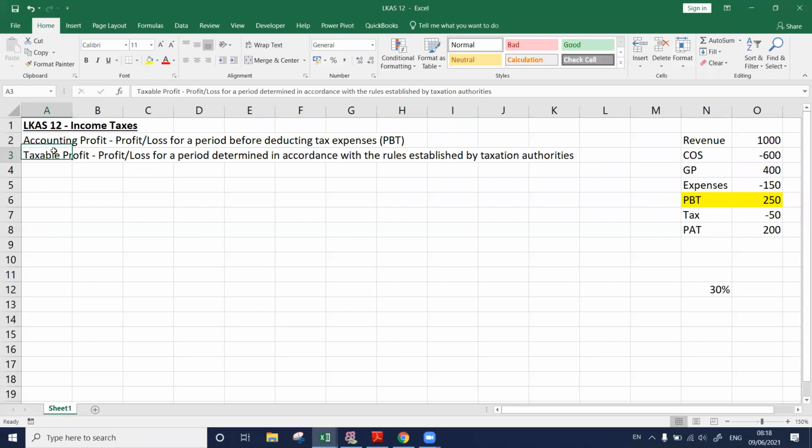For example, if we take entertainment expenses, those are allowed.